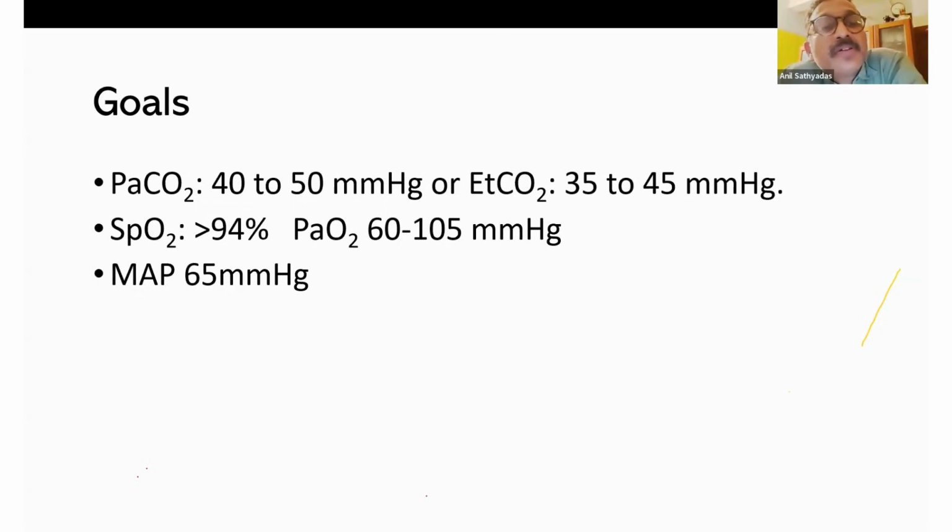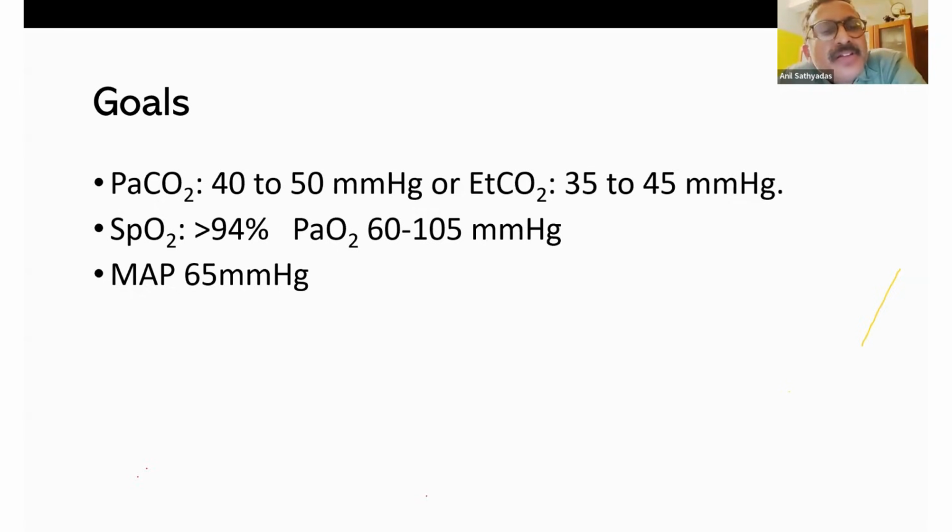Ventilator goal is eucapnia. The carbon dioxide should be almost in the normal range, around 40 to 50, unless the patient has severe acidosis. Okay, and why is this? The answer is that the carbon dioxide would affect your cerebral perfusion. If it is higher, the cerebral blood flow would be higher and the ICP can go high.